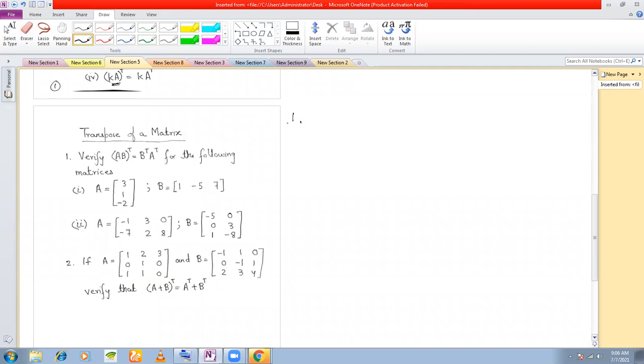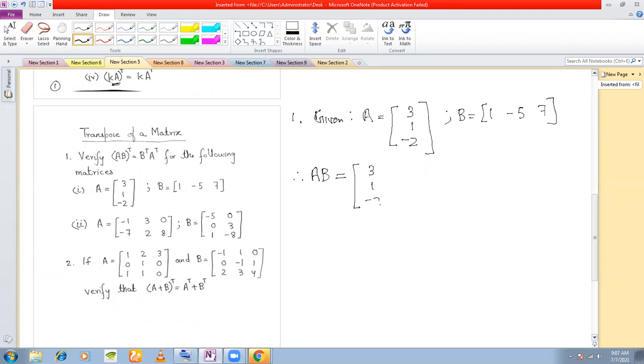Verify that (AB) transpose is equal to B transpose A transpose for the following. So given here, A is equal to this column matrix 3, 1, minus 2, and B here is a row matrix 1, minus 5, 7. So what is AB? We need to verify that (AB) transpose is equal to B transpose A transpose. So we'll just check whether left hand side is equal to right hand side. But before that, we first find out AB.